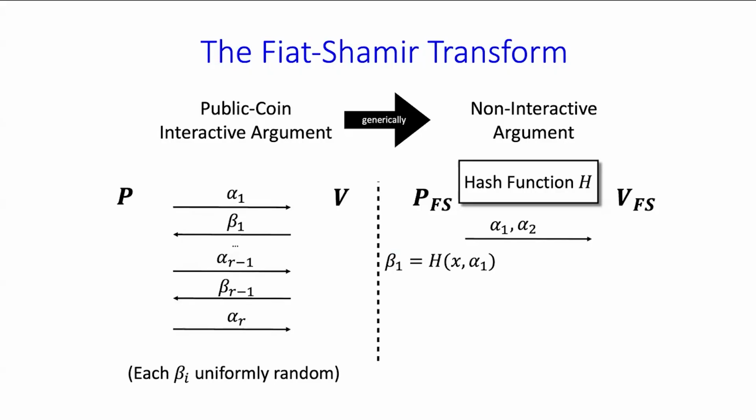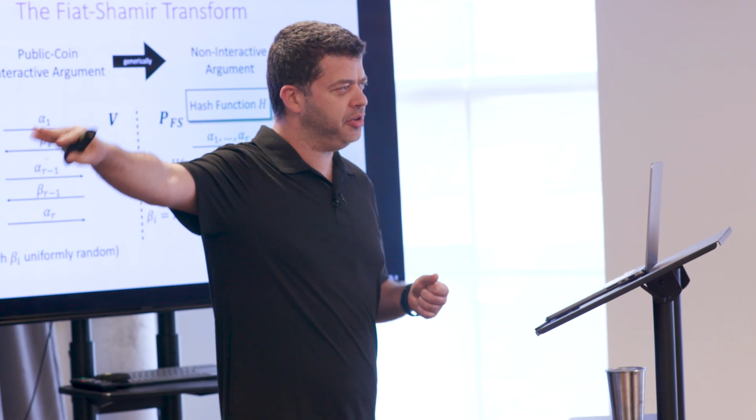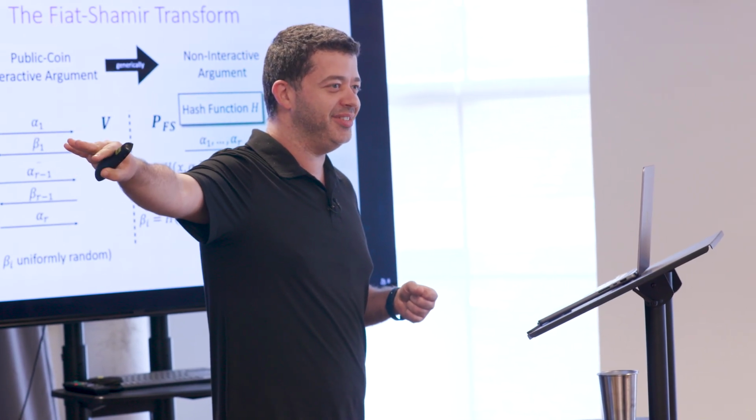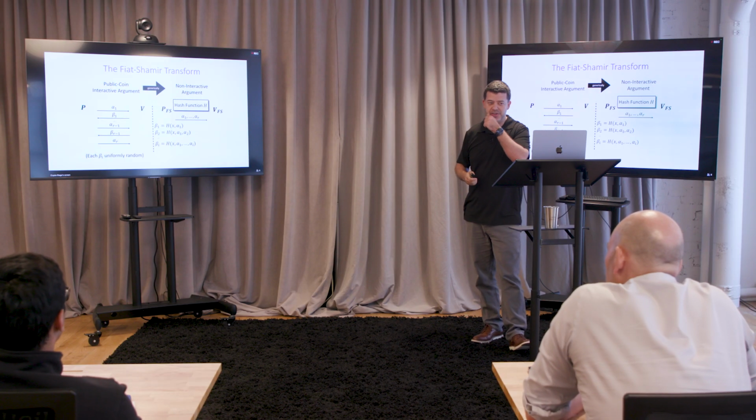So we can now generate alpha 2, send that in the same message, compute beta 2, and so on and so forth. By sort of replacing the verifier by a hash function, we can compute all the verifier challenges. So the transformation, to those who haven't seen it before, is it clear? And also to those who have seen it before. Right, so this is the suggested transformation.